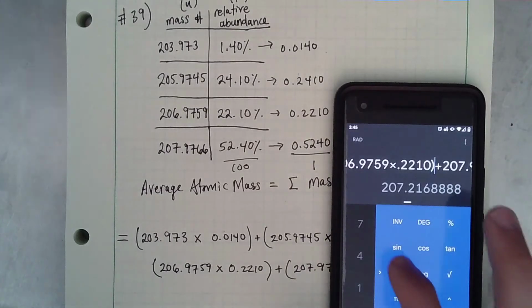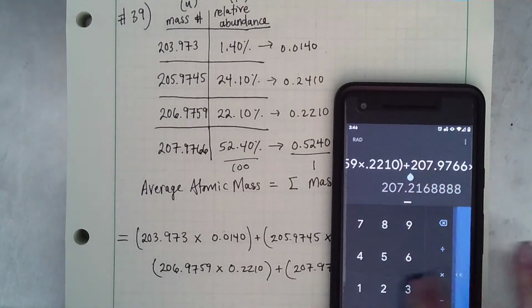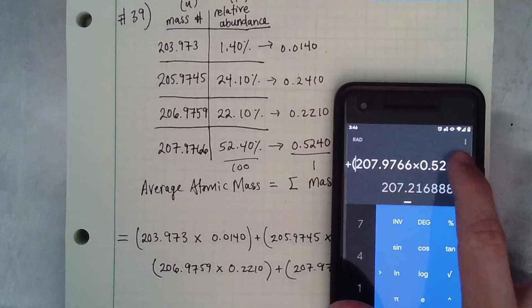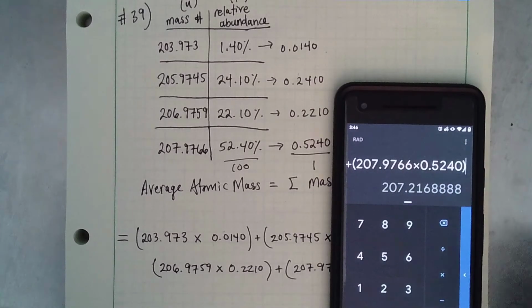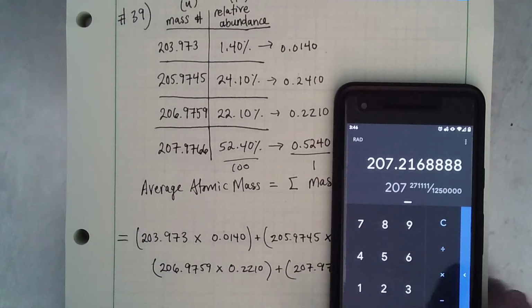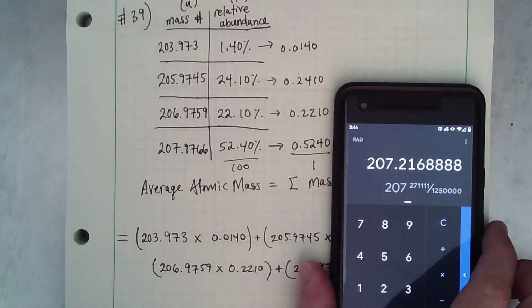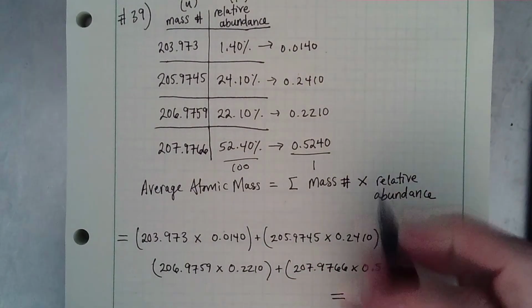All right, and would you look at that? Okay, we are actually getting an answer that makes sense. 207.216888888. Okay, so let me go ahead and write that down.